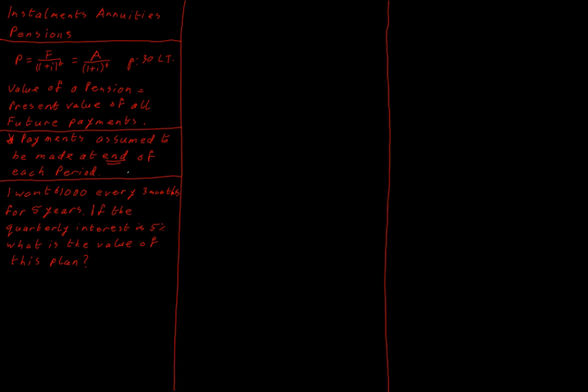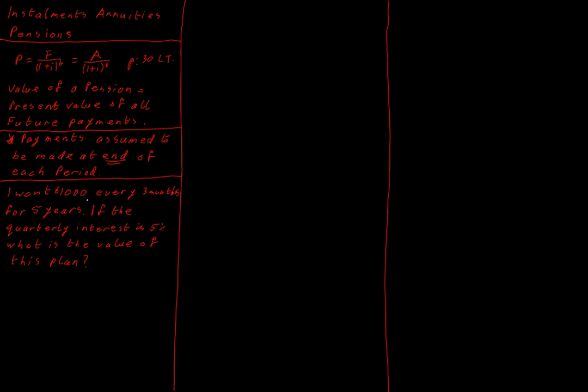This is in contrast to our savings or our future value problems that we already looked at. So present value problems, we are paying at the end of each period, assumed to, and future value problems at the beginning of each period. They can tell you explicitly to do differently, but it's assumed that you would be paying at the end of each period for present value or pension type problems.